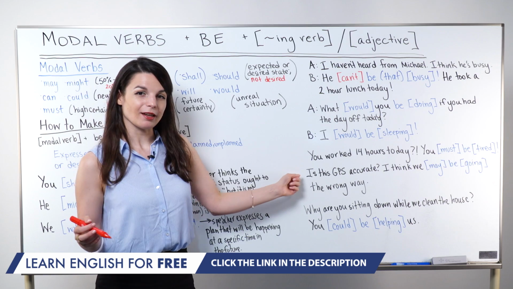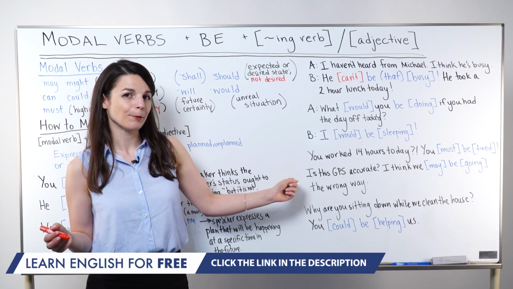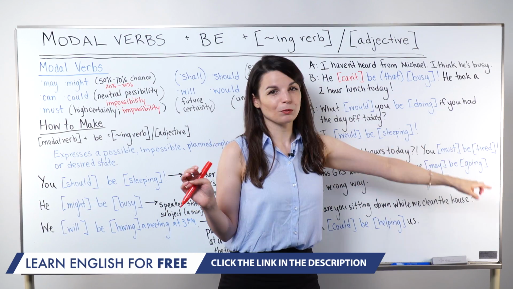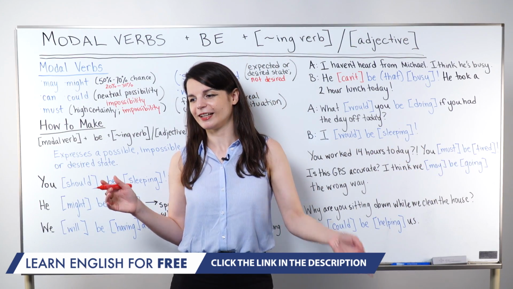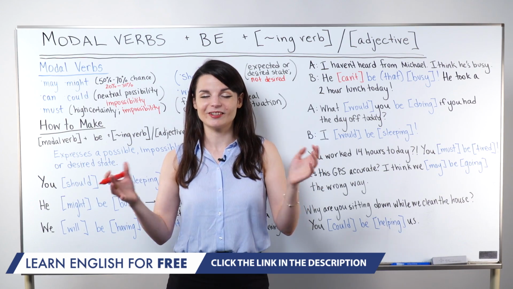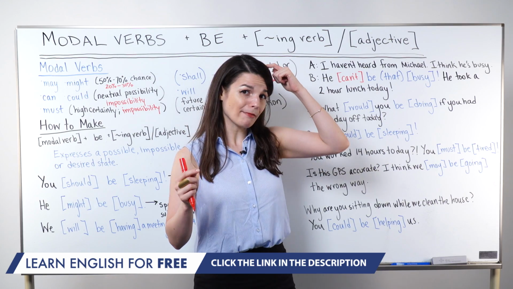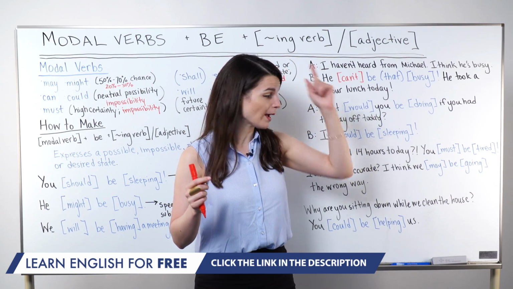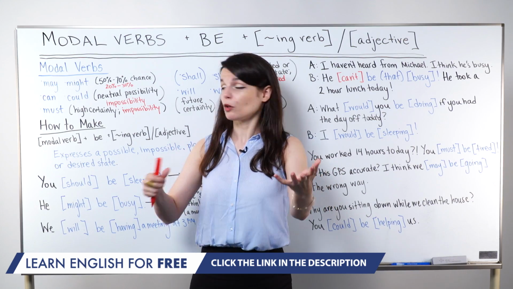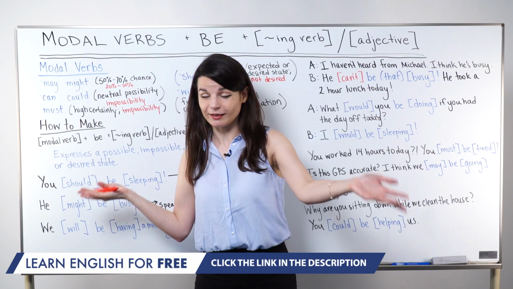Is this GPS accurate? I think we may be going the wrong way. So this is a kind of polite sentence. We may be going the wrong way. So maybe you're in a taxi or you're in a car with your boss or a colleague that you're not very close to, and you say, I think we may be going the wrong way. So that means we're in the car, but you, the speaker, feel there's a moderate chance we may, or we might, if you like, that's fine too.